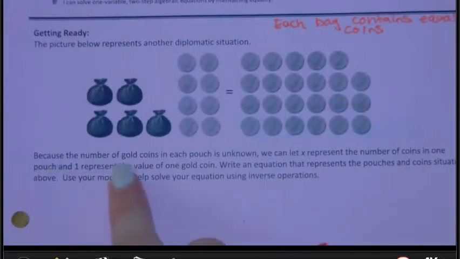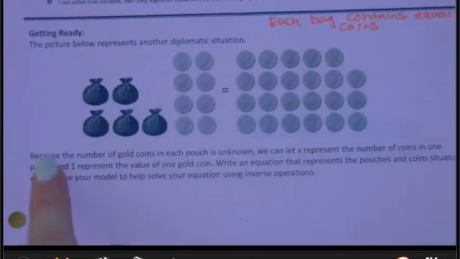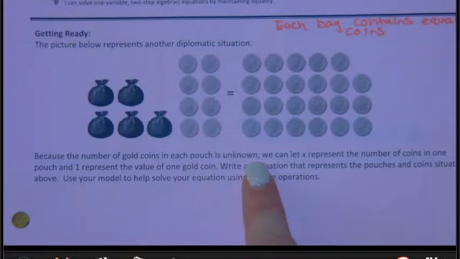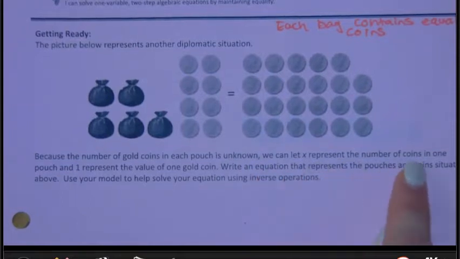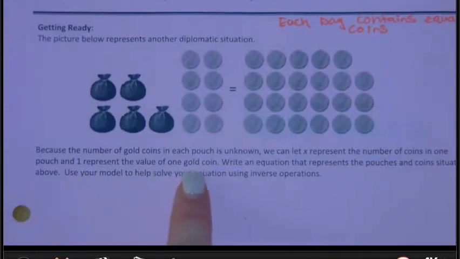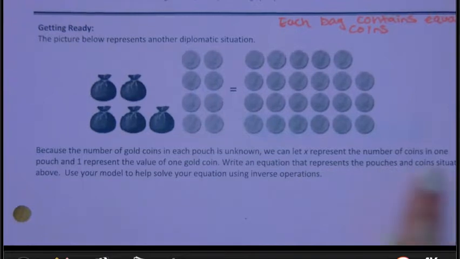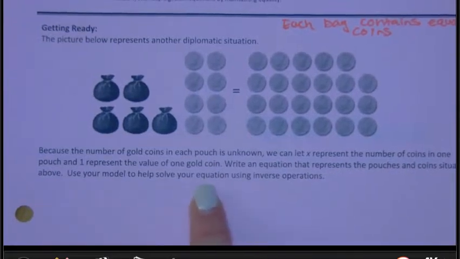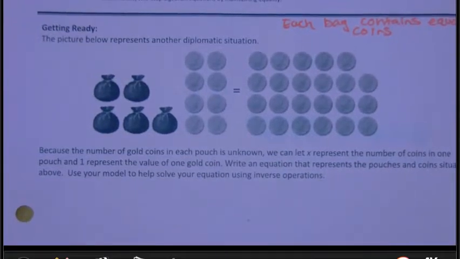Because the number of gold coins in each pouch is unknown, we can let X represent the number of coins in one pouch and 1 represent the value of 1 gold coin. Write an equation that represents the pouches and coin situation above. Use your model to help you solve the equation using inverse operations.